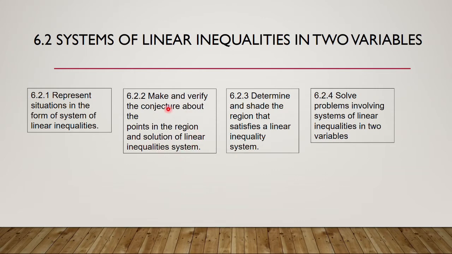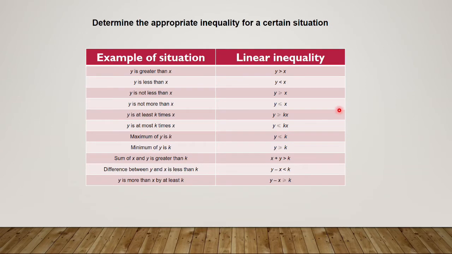So you are going to find out where the point is going to lie, on which region, above or below and so on. And then the third one, you are going to determine and shade the region that satisfies a linear inequality system, which is about the same as the one that we did before. And the last part is problem solving. Okay. Now we are going to see how to determine the appropriate inequality for a certain situation.